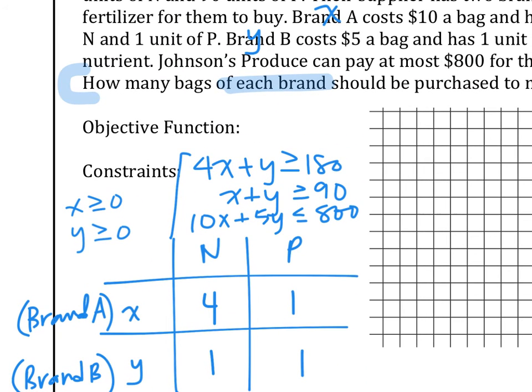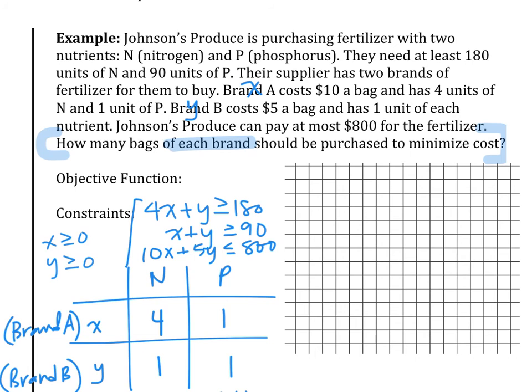Objective function. Remember I said the objective function has to do with your maximum or minimum. So what do they want to maximize or minimize? Look at the question again, just that last line. The cost. We want to minimize the cost. So can you write a function for the cost? How much would it cost total as an equation? Yes, 10x plus 5y. It just happens to be the same as the constraint, but it is the objective function. We just want that number to be as low as possible.